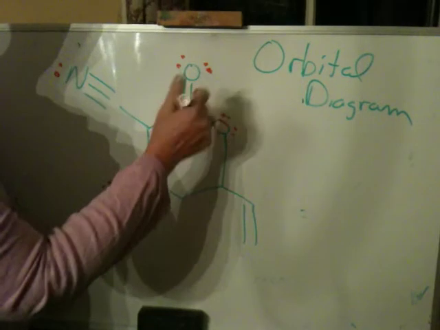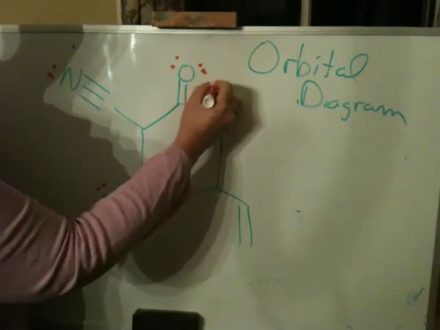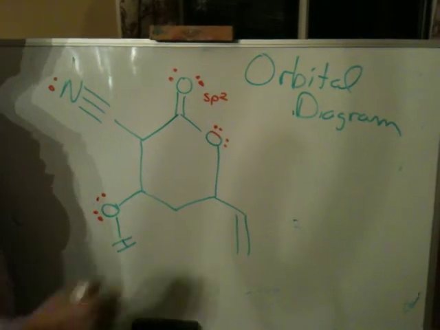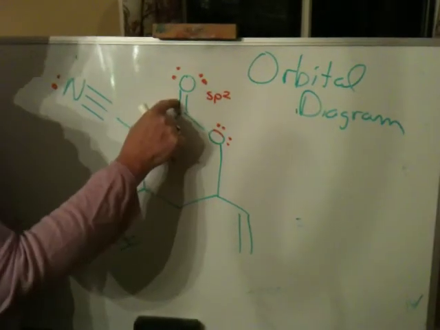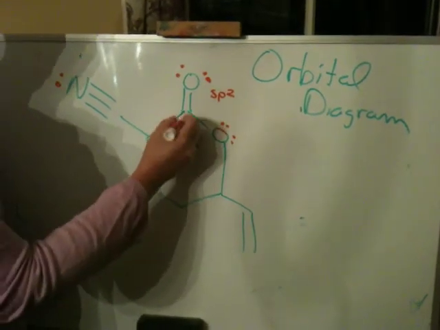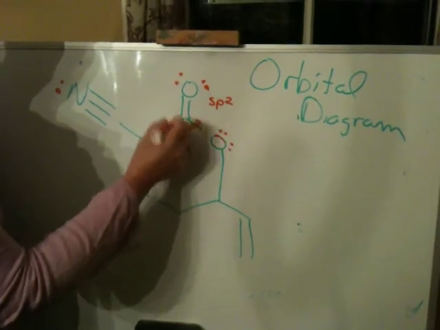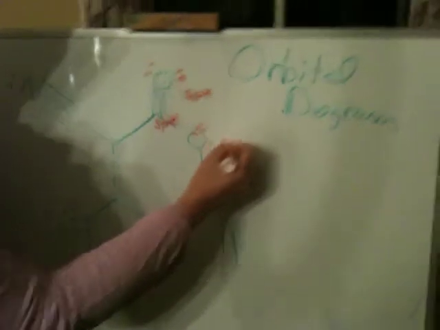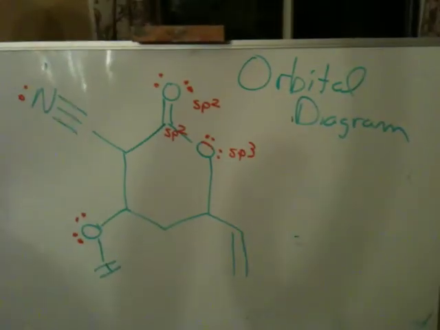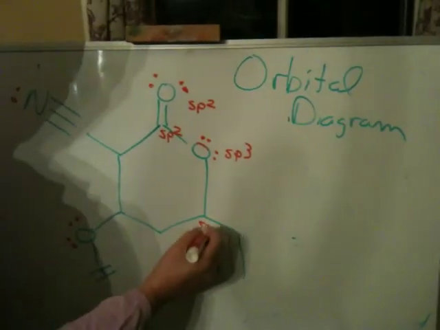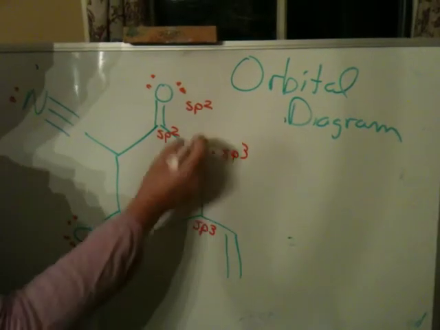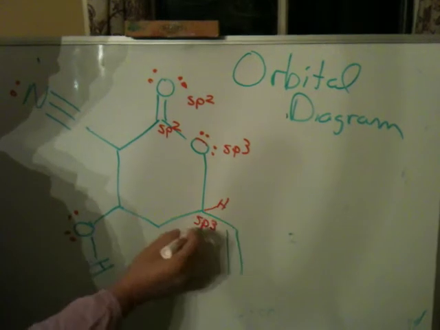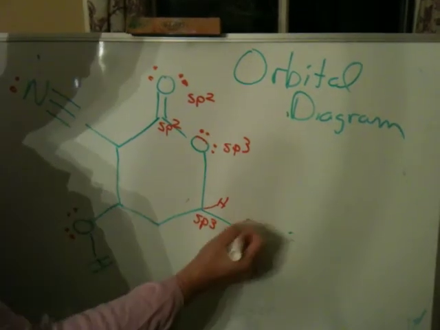Okay, so what's the story here? Well, this oxygen would be assigned an sp2 hybridization because it has 2 lone pairs and 1 sigma bond. This carbon, sp2, 3 sigma bonds, no lone pairs. This would get an sp3 designation. sp3, why here? 2 sigma bonds, 2 lone pairs. Here, because there's an H there, it's sp3 because of 4 sigma bonds.